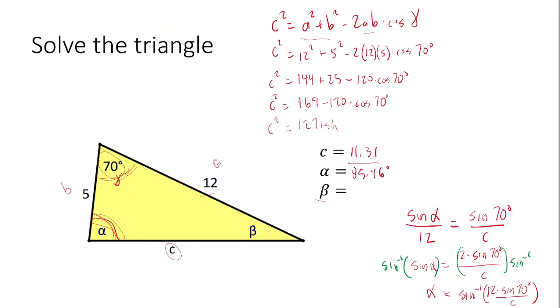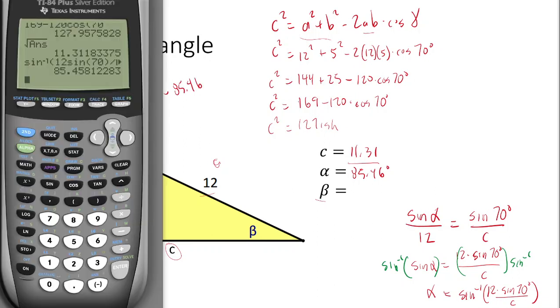And now for beta, we don't need to use the law of sines to find beta because, again, it's 180 minus 70 minus 85.46. I said minus 70, I wrote plus 70. Minus 70 minus 85.46 is going to give us what beta is. So what is that? 180 minus 70 minus that answer we just got. That means that beta is 24.54 degrees.